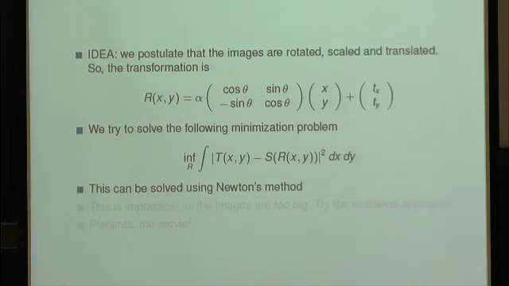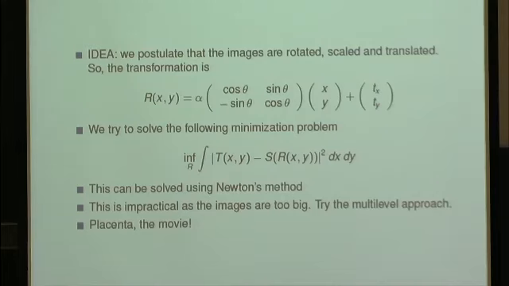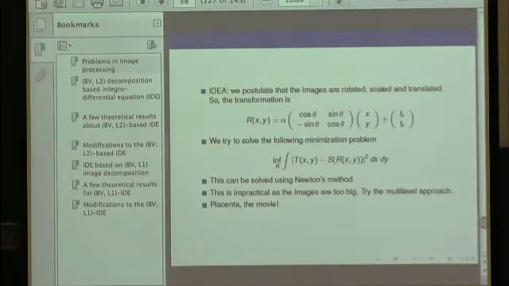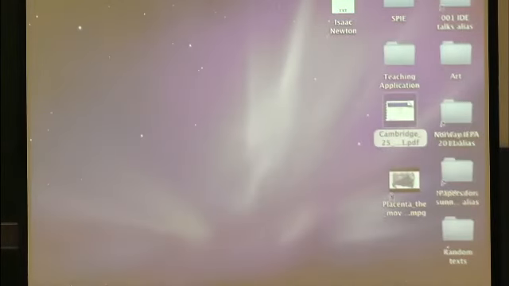So, we solve it by Newton's method. This is impractical because the images are too big. So, you approach this by a multi-level approach. You look at a small scale image and then use these parameters in the next level, and so on. So, let us look at the movie that we made. Let us see if it works.